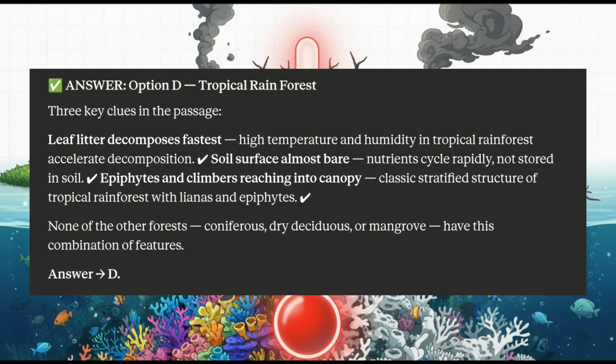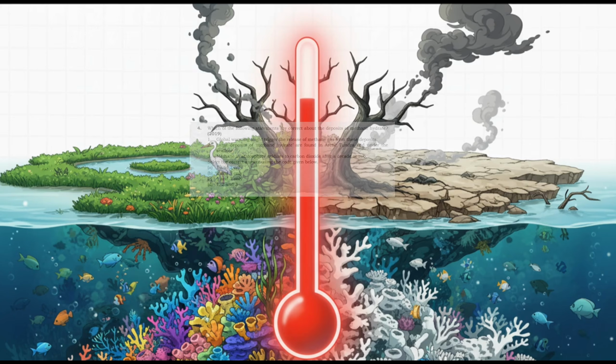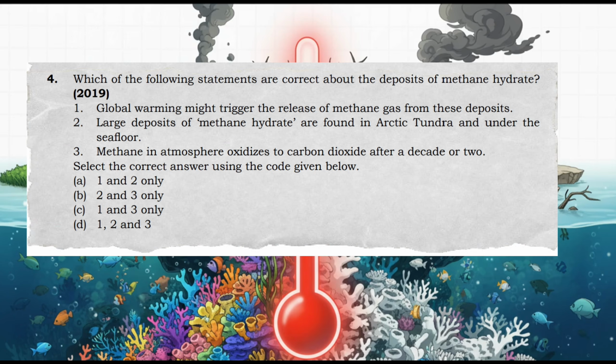Soil surface almost bare: nutrients cycle rapidly, not stored in soil. Epiphytes and climbers reaching into the canopy: the classic stratified structure of tropical rainforest with lianas and epiphytes. None of the other forests, coniferous, dry deciduous, or mangrove, have this combination of features. Answer D. Q4, UPSC Prelims 2019.